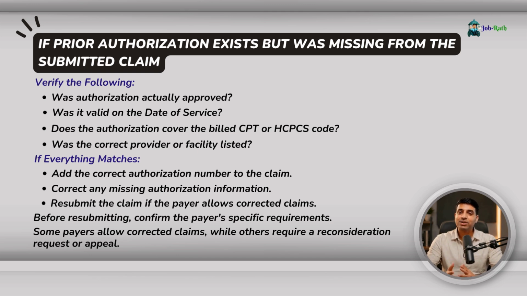Correct any missing authorization information. Resubmit the claim if the payer allows corrected claims. Before resubmitting, confirm the payer's specific requirements. Some payers allow corrected claims, while others require a reconsideration request or appeal. Never assume every payer follows the same process.